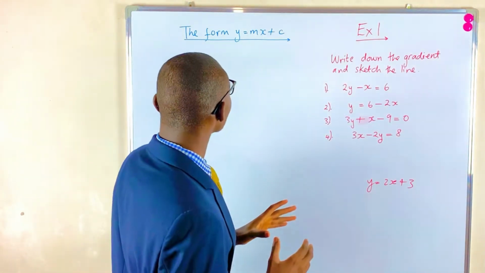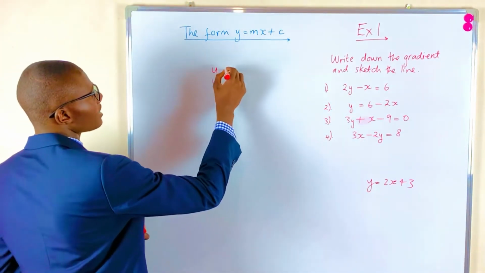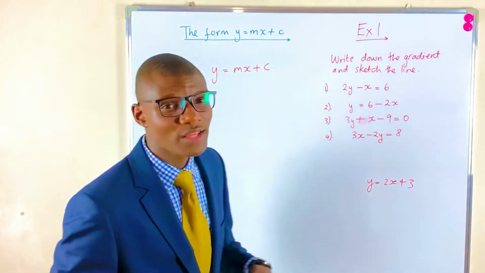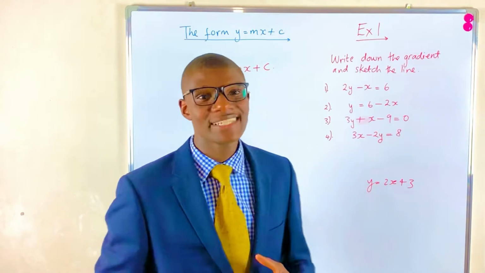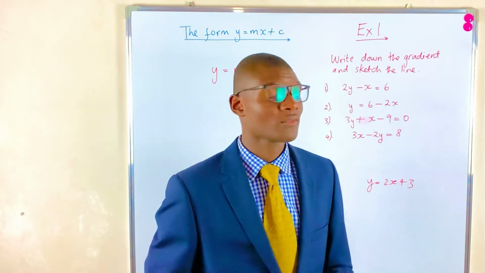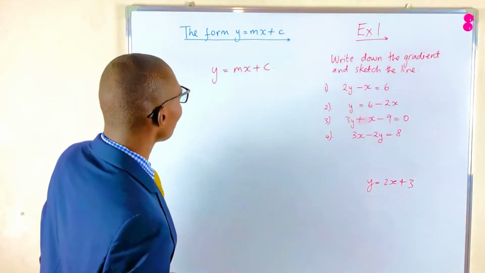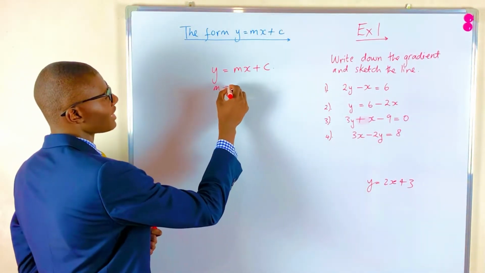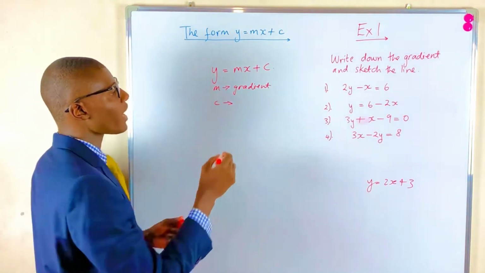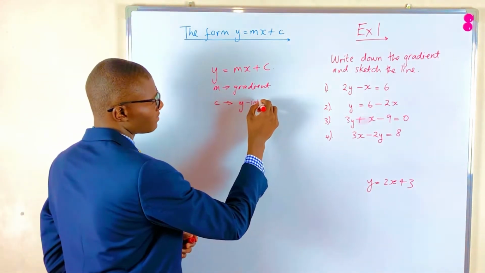So to start off, the general form of a linear equation is given as y is equal to mx plus c. In this video, we're going to look at how we identify the gradient and how we can come up with the sketch of a straight line. So y is equal to mx plus c is the general form of a linear equation, and m represents the gradient, then c represents the y-intercept on the y-axis.